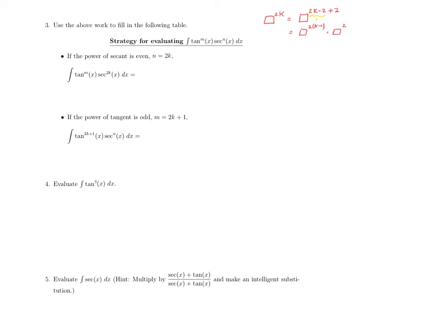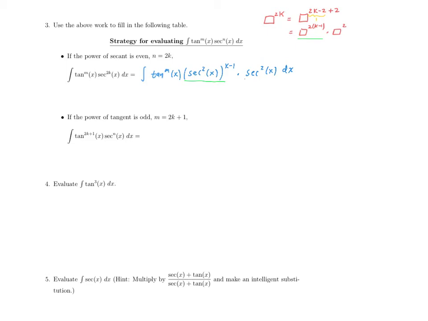So back to the integral. Our strategy is to pull off a secant squared. And as we noted above, we can rewrite secant to the 2k power as secant squared raised to the power k minus 1, and then multiply it by that something, secant squared. And this is really the template that we have for our approach.